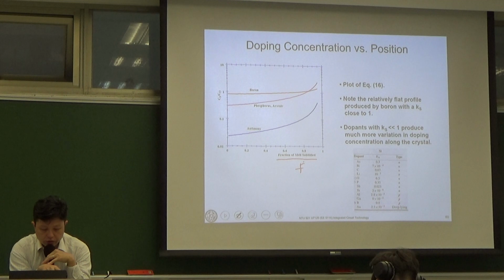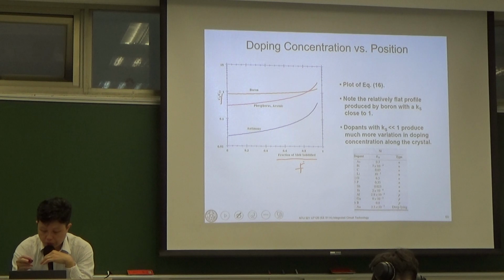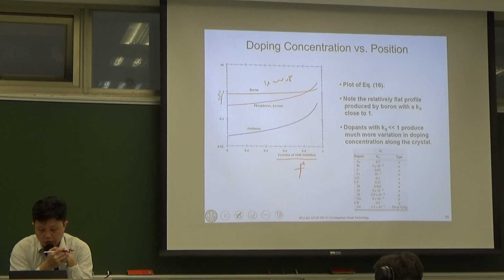In the y-axis, the ratio CS over C0 defines the impurity concentration in your solid, compared to the initial impurity concentration. Since boron K equals 0.8, you can see that during the whole growth process, boron will give you a more uniform impurity distribution in your ingot.